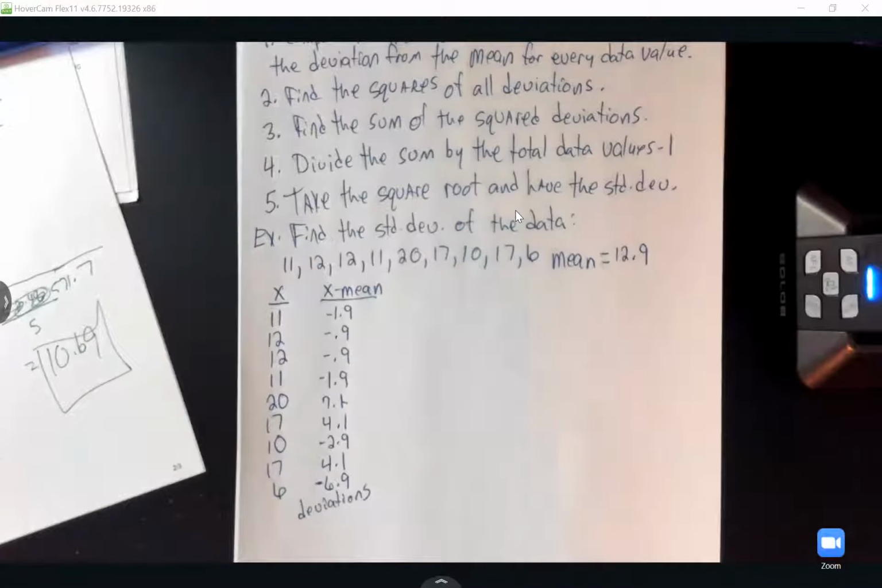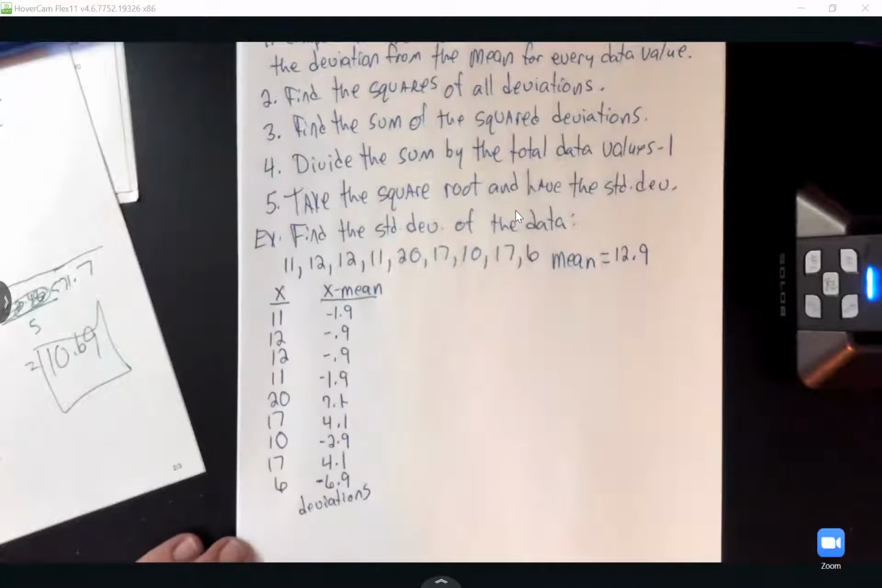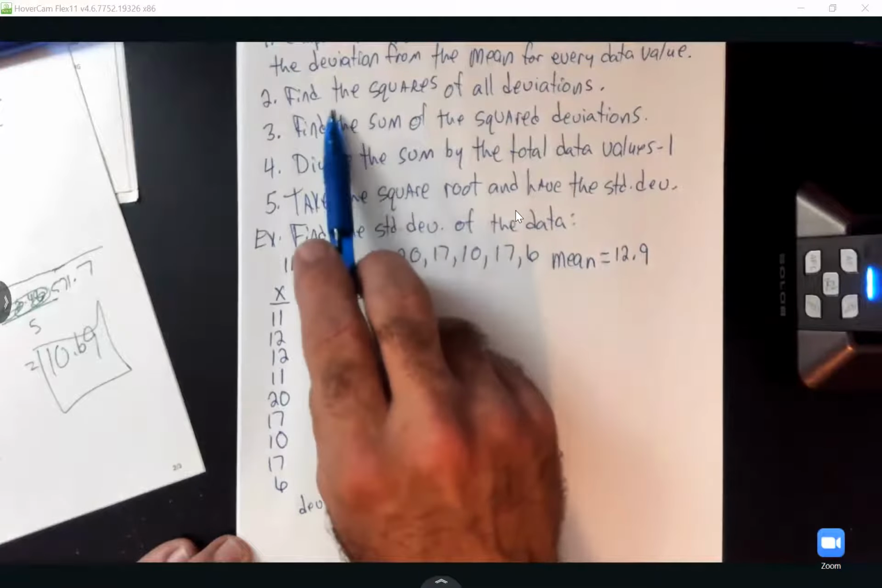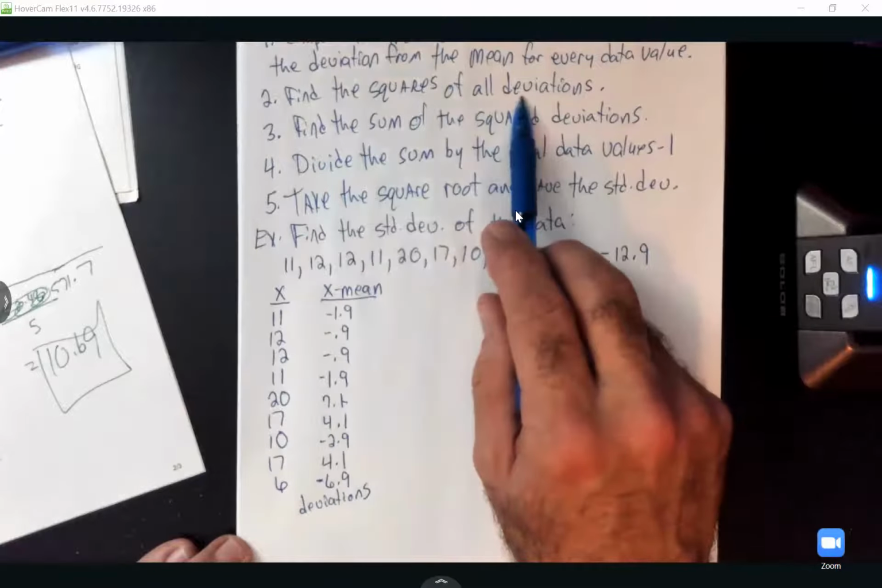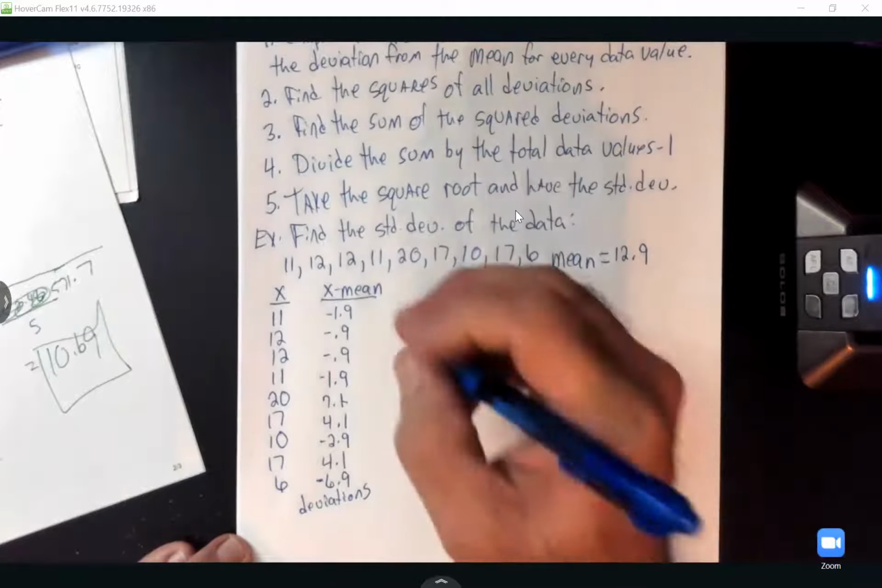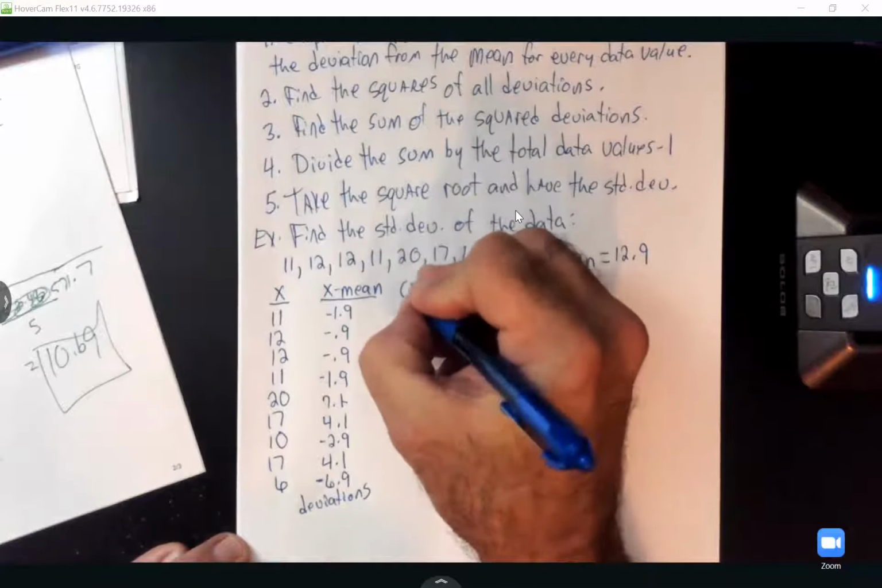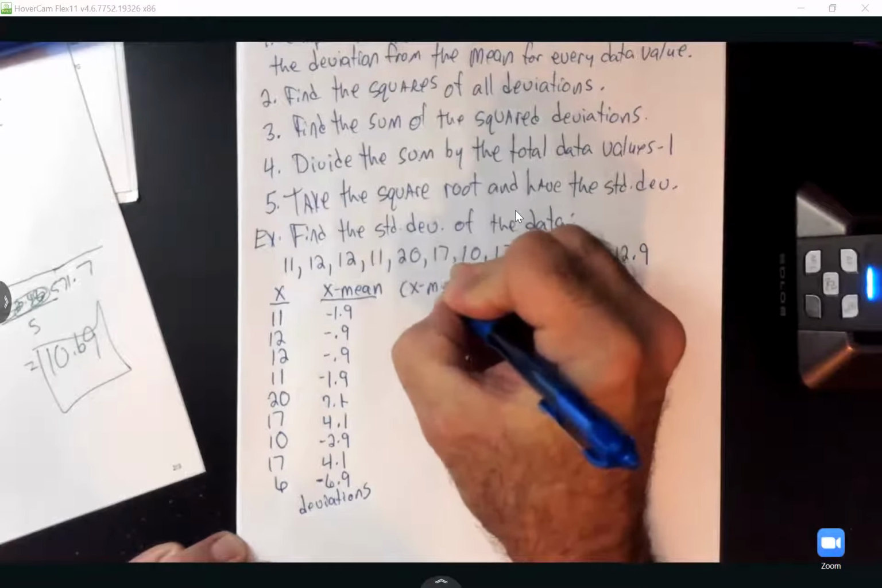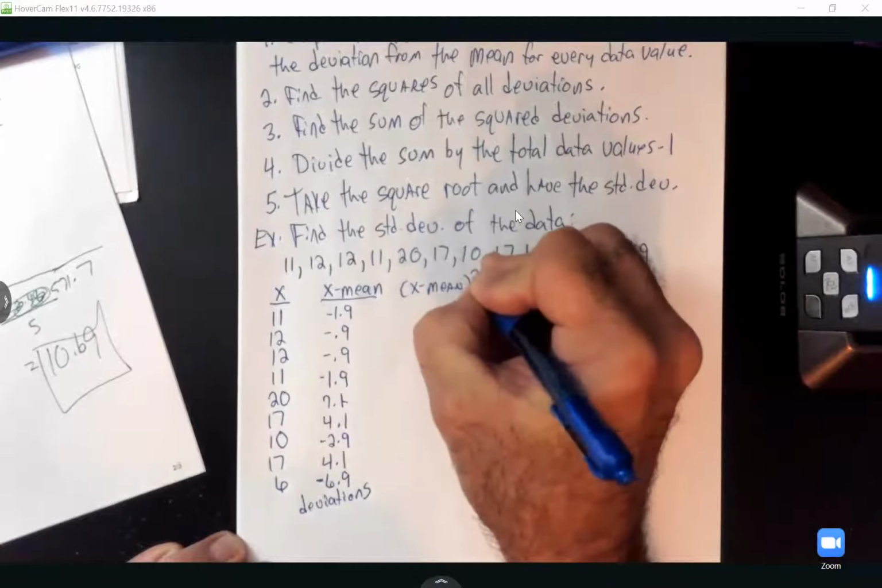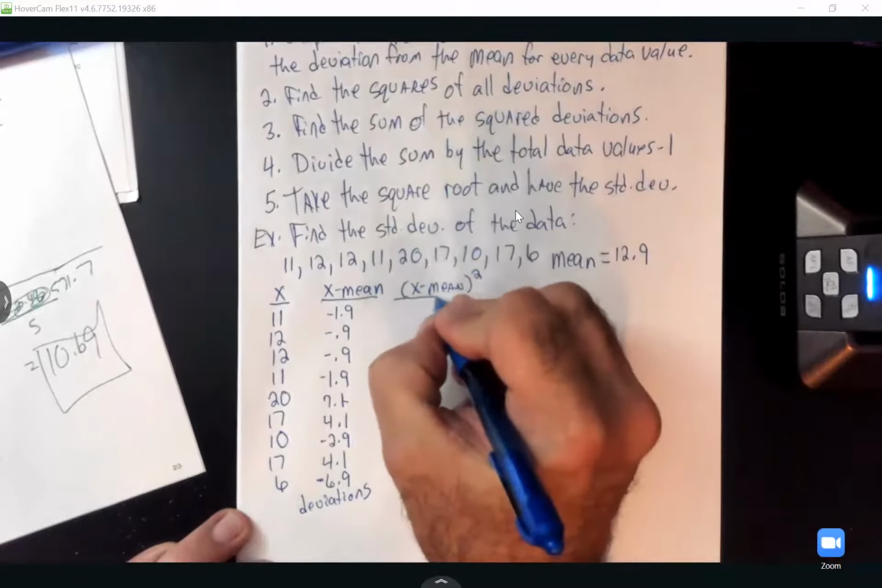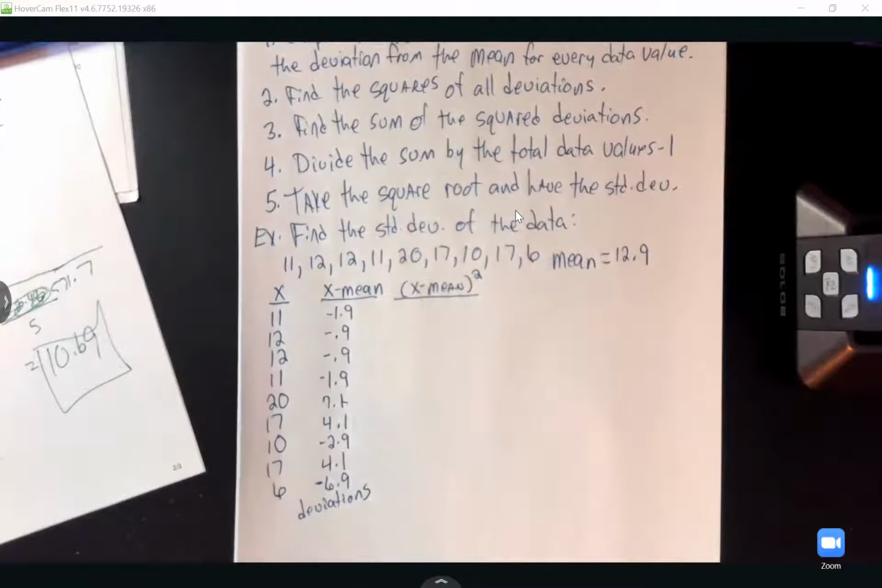They're deviations because they're how far each point is away from my mean, which was 12.9, okay? Right, then it said, find the squares of all these deviations. So this next column, I'm going to have x minus the mean squared. Y'all know what it means to square something.